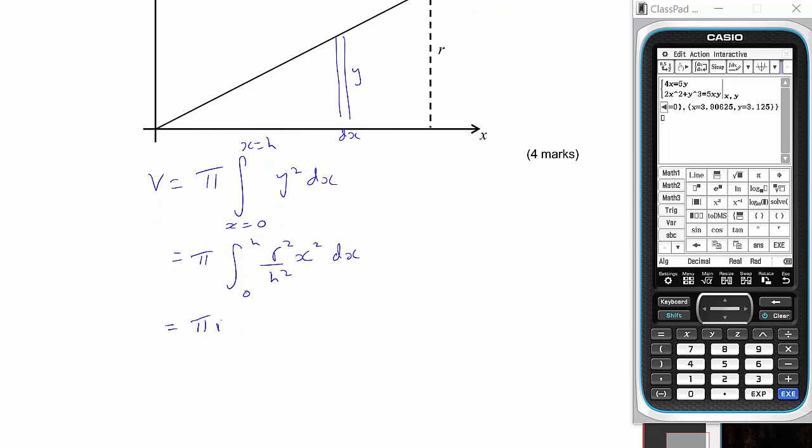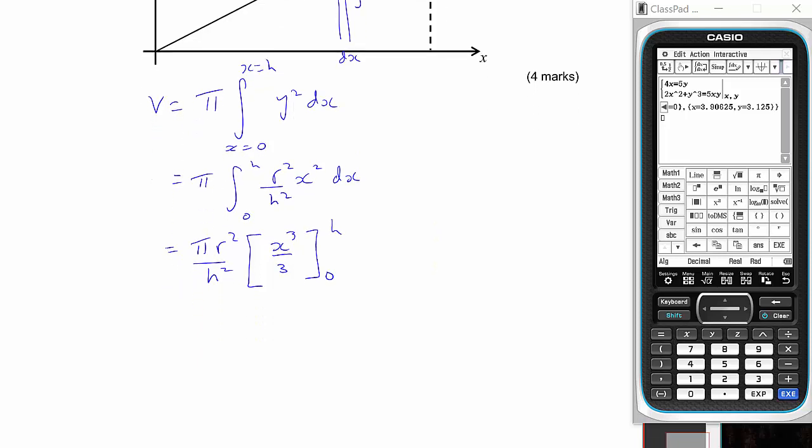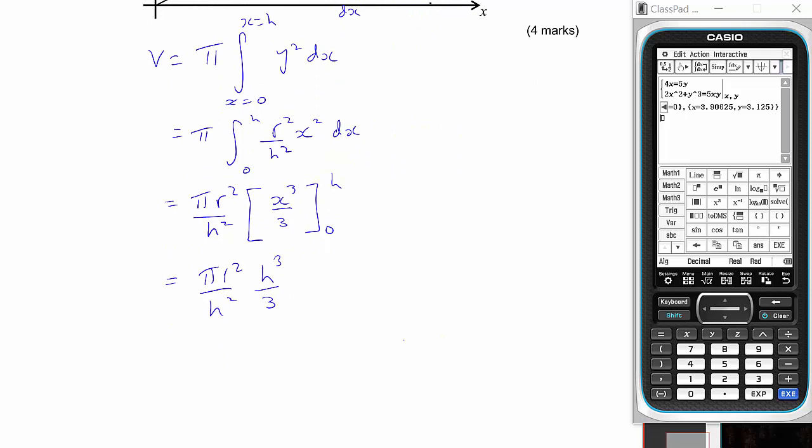So let's bring the constants out. Pi r squared over h squared, and then we've got x cubed over 3 from 0 to h. So pi r squared over h squared times h cubed over 3. These will cancel, and we have pi r squared h over 3 as required.